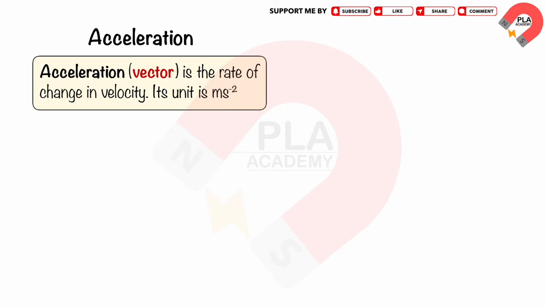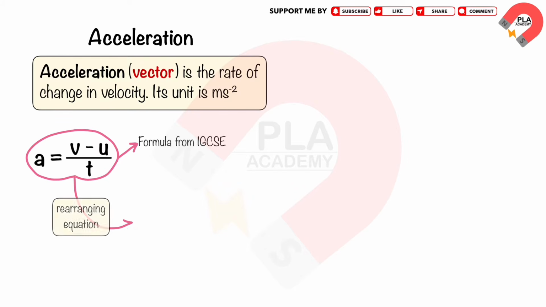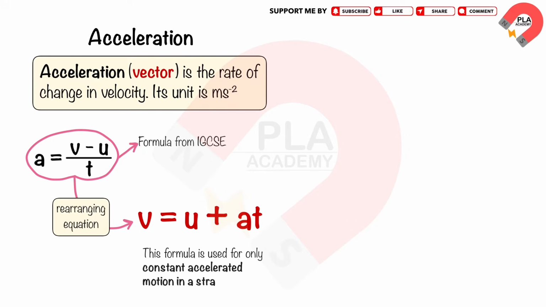Acceleration. Acceleration is the rate of change in velocity. Acceleration is a vector quantity, and its unit is meters per second squared. Therefore, the equation of acceleration is a equals (v minus u) over t. This formula comes from IGCSE. This equation can be rearranged as v equals u plus at. This formula is used for only constant accelerated motion in a straight line.